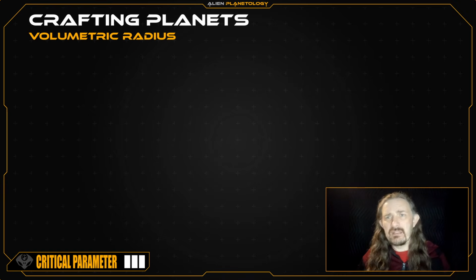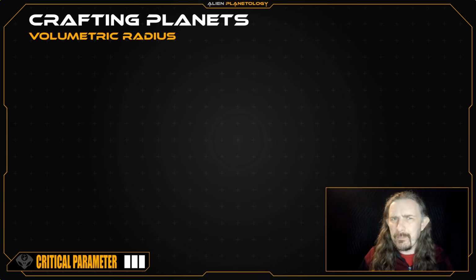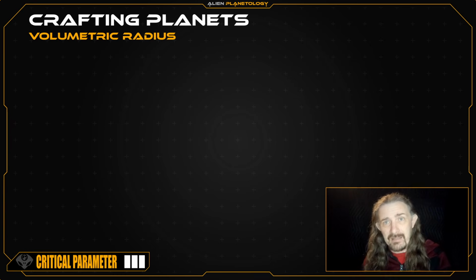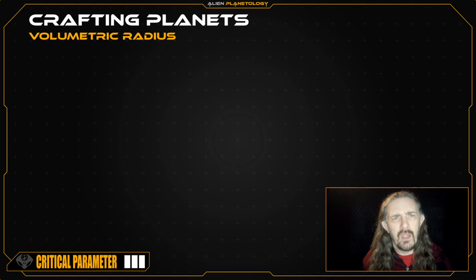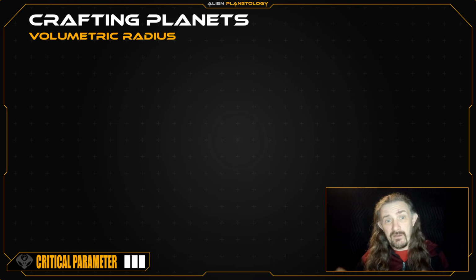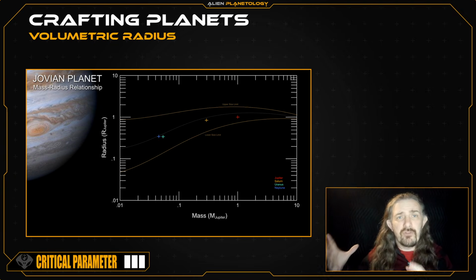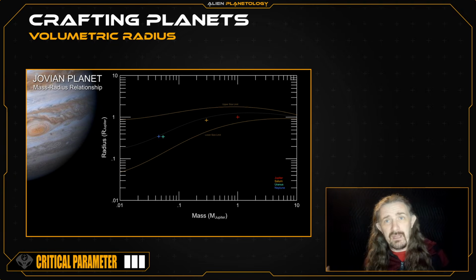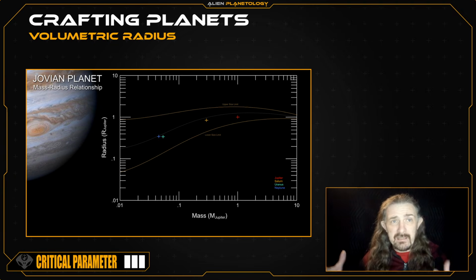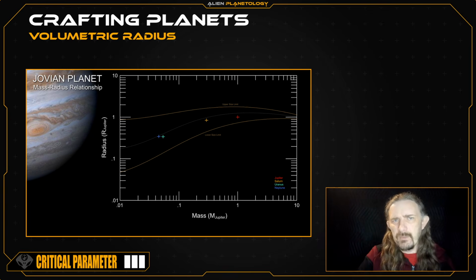This is a parameter that is very easy to get wrong, as Jovian planets do not necessarily possess a size that is proportional to their mass, as terrestrial planets do. To help us find a plausible radius for our planet, we're going to make use of this graph, which is derived from data of several dozen Jovian exoplanets for which we have mass and radius measurements. The mass of the planet is given along the horizontal axis in Jupiter masses, and the size is given in Jupiter radii on the vertical axis.